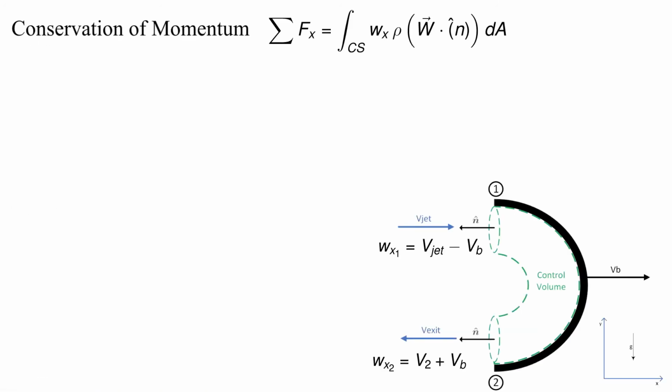Now let's apply conservation of momentum. The first thing we must do is pick a direction for the reaction force the blade places on the fluid control volume. This is shown in red and labeled as Rx. I have assumed or guessed that it will be acting in the negative x direction. If the solution results in a negative value, then that means it is acting in the opposite or positive x direction.